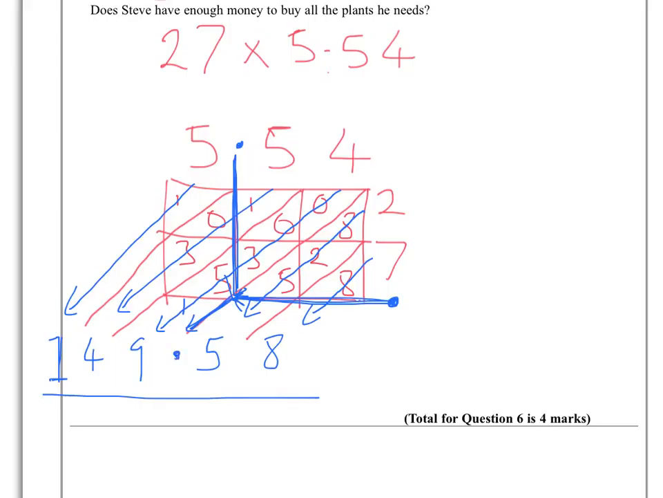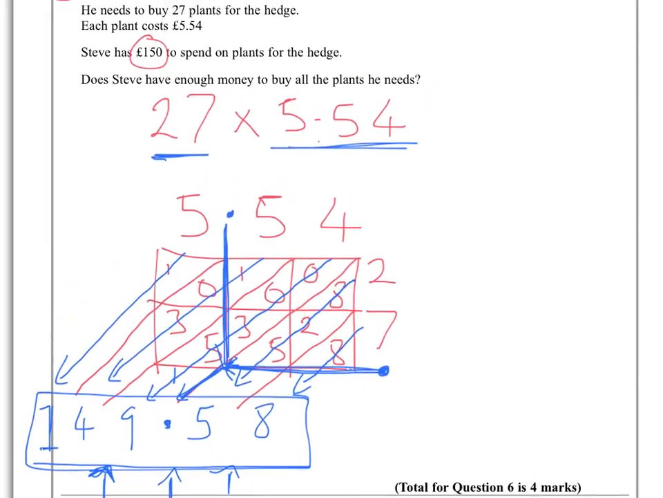Another way to do it is just think about it like we did question 1. 5.54 is about 5 or 6, something like that, and 27 is about 30. So the answer is going to be about 150. I can't put the decimal point here to make the answer 1,495. I can't put the decimal point here to make the answer 14.9. So the decimal point is going to have to go here. So the cost is £149.58. The question was, he has £150, is that enough? And the answer would be yes, he has enough. He's got £150. He would have a little bit of change left over.